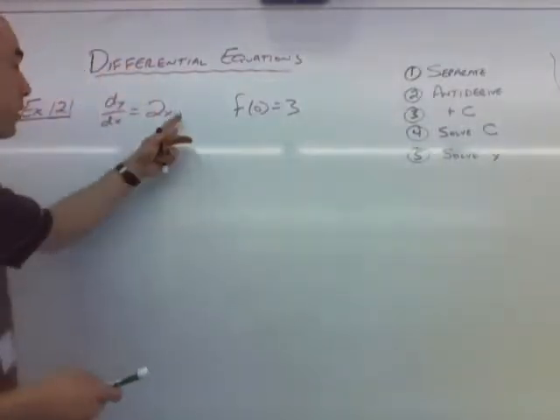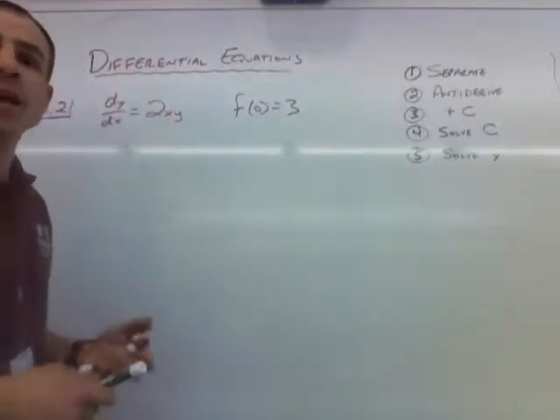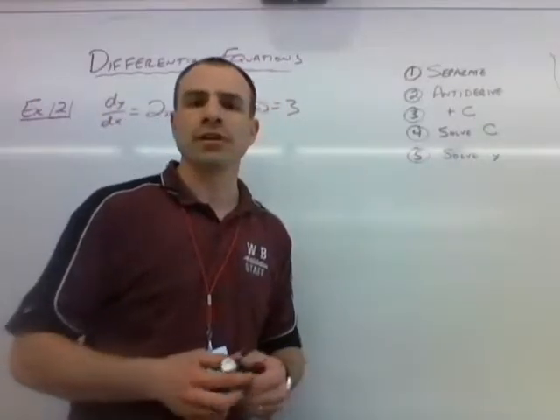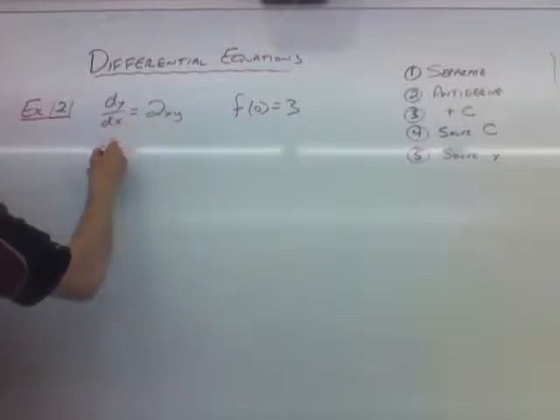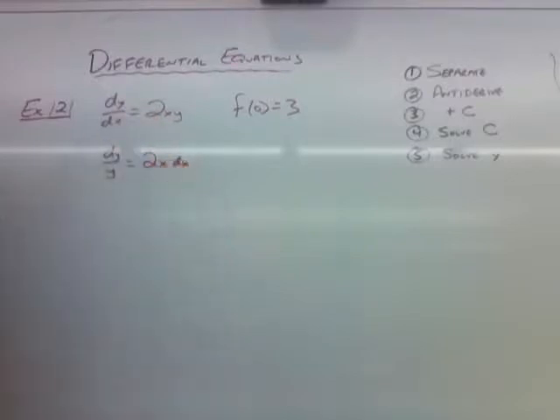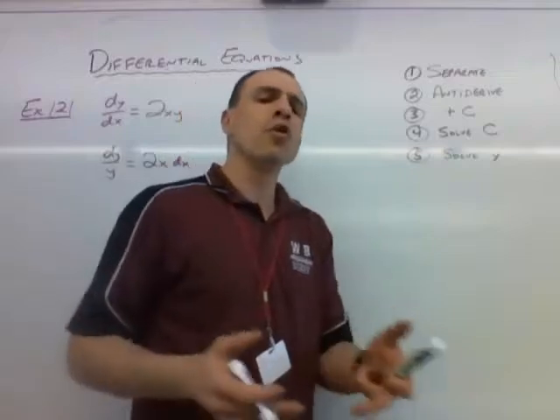Like last time, we're going to divide that y term over to the left side, and we're going to multiply the dx term over to the right side. So in doing so, we're going to divide by y, so that means we're going to have dy over y, and on the other side, the 2x stays and the dx moves with it. Sometimes students ask, well, should the 2 go with the y?